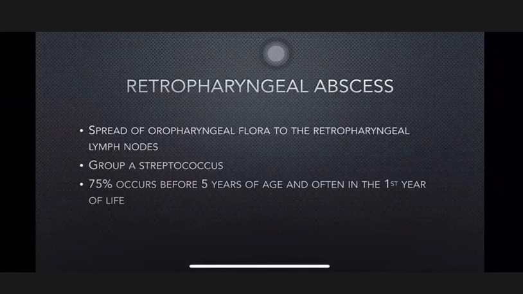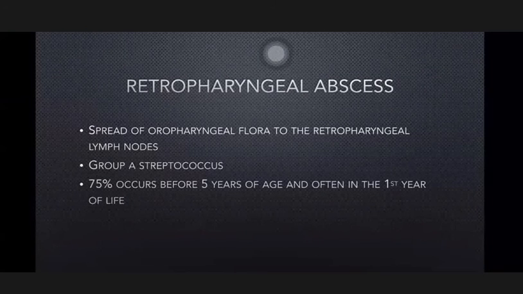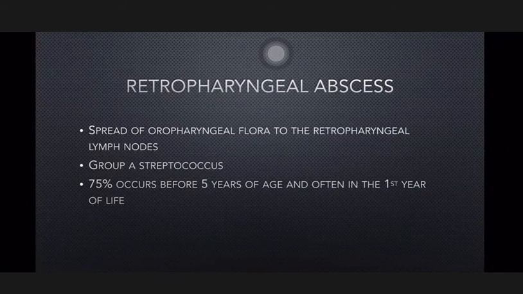The next is retropharyngeal abscess. It is the spread of oropharyngeal flora to the retropharyngeal lymph nodes caused by group A streptococcus. It occurs before 5 years old and often in the first year of life. And when evaluating this retropharyngeal abscess, it is important to take note of the redundant soft tissue causing retropharyngeal soft tissue widening, as this can be easily mistaken for pathologic widening.